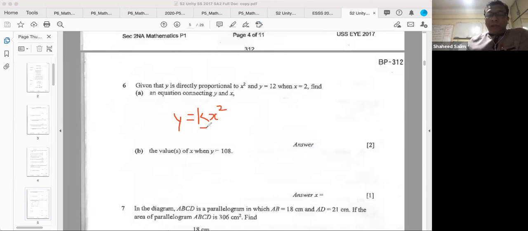So you must find the k. How to find the k? You substitute the value of y and the value of x, then you find the k. Can you find the k first? Once you find the k, you can create the equation. Just put the value of k here, and this becomes an equation. You try to put the value of k, and a value of x and y.